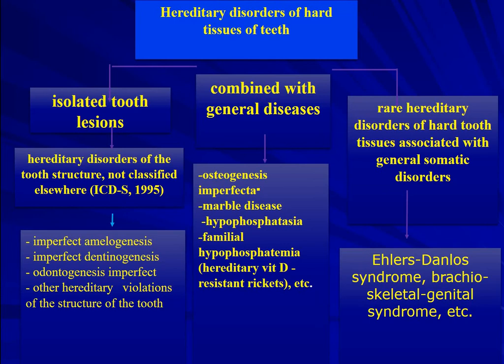The second group, combined with general diseases: osteogenesis imperfecta, marble disease, hypophosphatasia, familial hypophosphatemia, hereditary vitamin D deficiency rickets, etc. And the third group, rare hereditary disorders of hard tooth tissue associated with general somatic disorders: Ehlers-Danlos syndrome, brachioskeletogenital syndrome, etc.